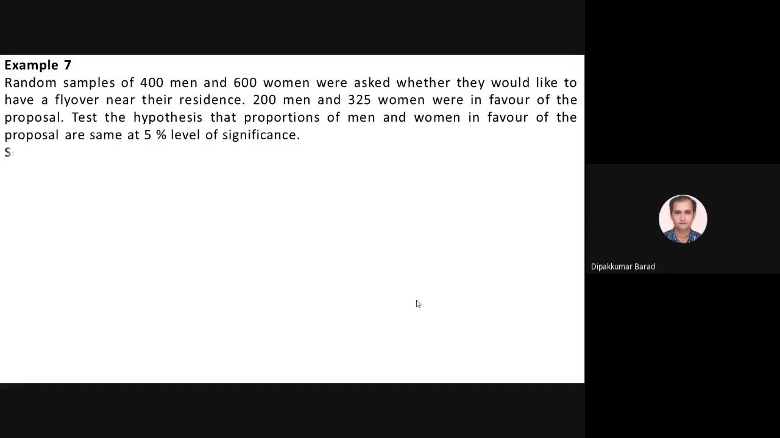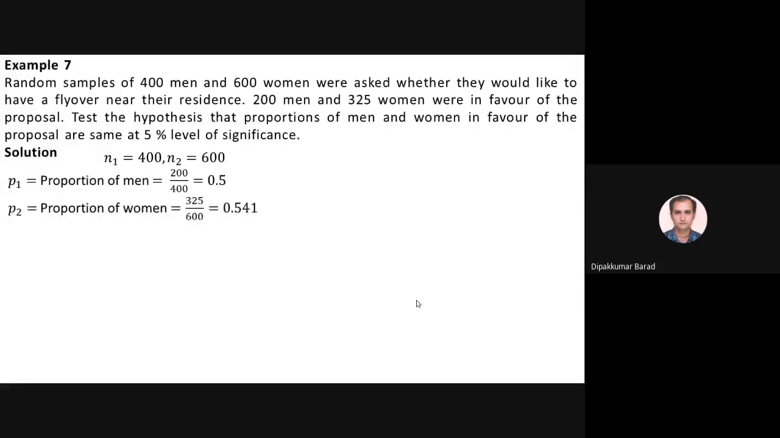So first of all, we are given n1 equal to 400 and n2 equal to 600. In the first sample, out of 400, 200 men are in favor of the proposal. So small p1 is 200 upon 400, which is 0.5, and small p2 is 325 upon 600. In the second sample we have 600, and 325 women are in favor of the proposal. So small p2 is 0.541.